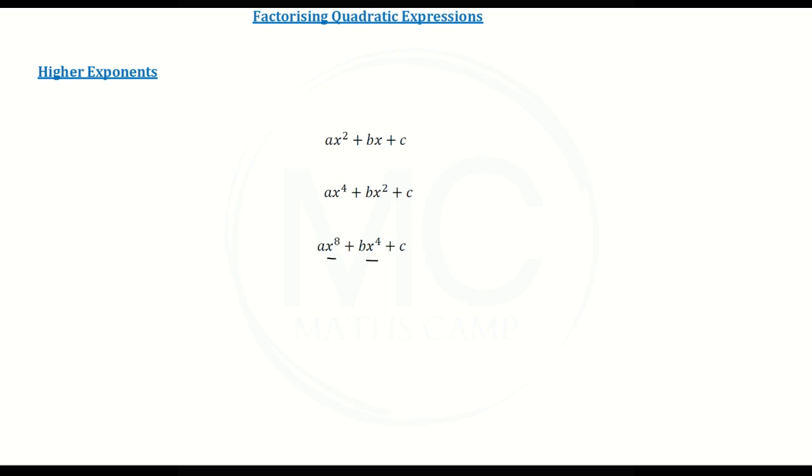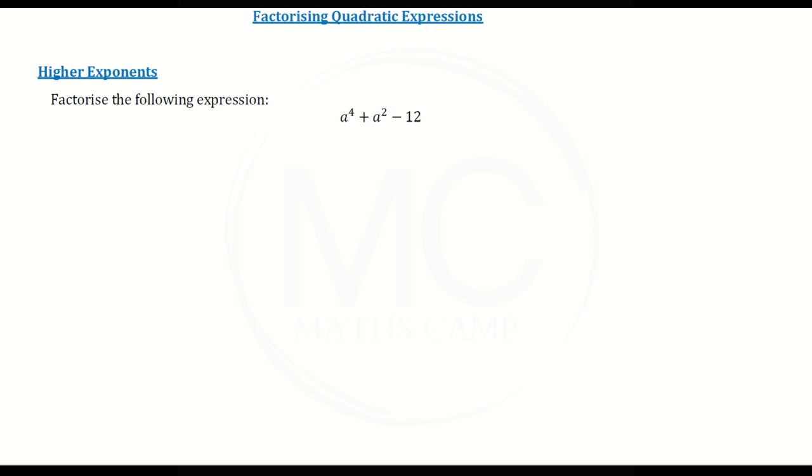So how do we factorize this? In exactly the same way we have factorized all of our previous expressions. Let's look at an example. Factorize the following expression: a to the power of 4 plus a squared minus 12. Here we have a to the power of 4 and we have a squared. 4 is double 2, so we know we are working with a quadratic. To factorize this, we need two brackets. So let's draw them in now. We have bracket 1 and we have bracket 2.